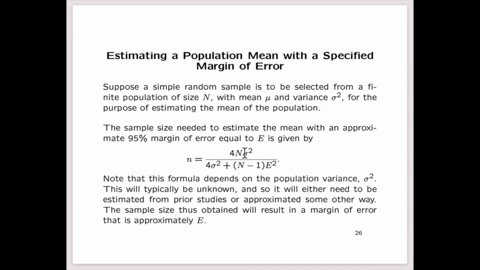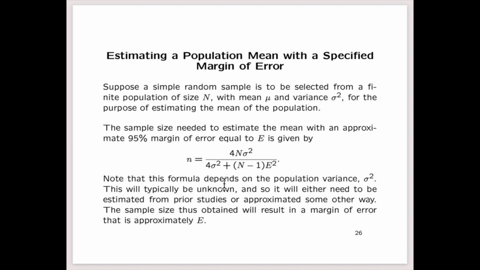So the sample size required is little n equal to 4 times the population size times the population variance, divided by 4 times the population variance plus capital N minus 1 times the square of the desired margin of error. So the margin of error that we want shows up in this formula in the denominator in terms of its squared value. We also have showing up in the formula the population size and the population variance.